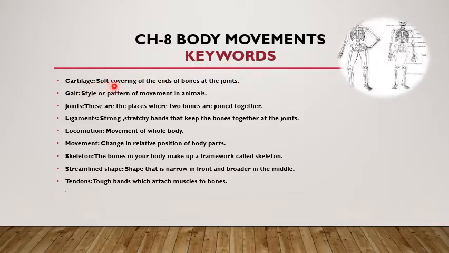Cartilage: soft covering of the ends of bones at the joints. Gait: style or pattern of movement in animals. Joints: these are the places where two bones are joined together. Ligaments: strong, stretchy bands that keep the bones together at the joints. Locomotion: movement of the whole body. Movement: change in relative position of body parts.